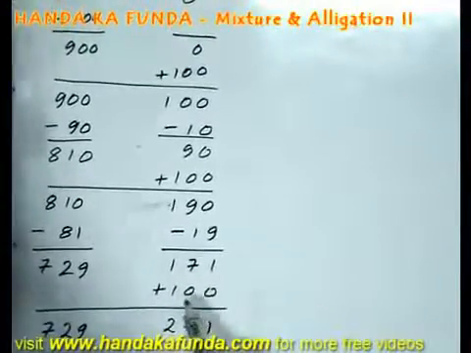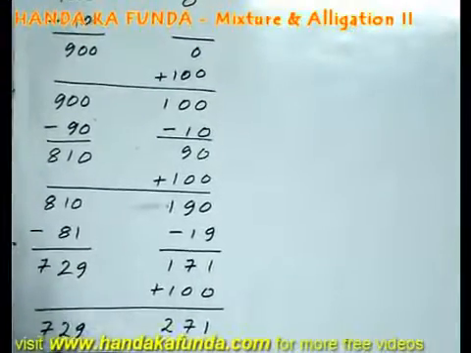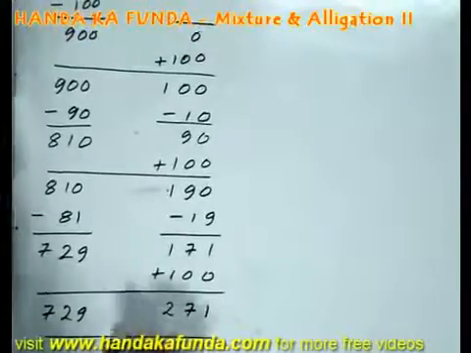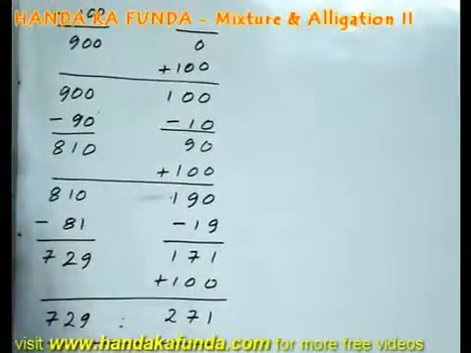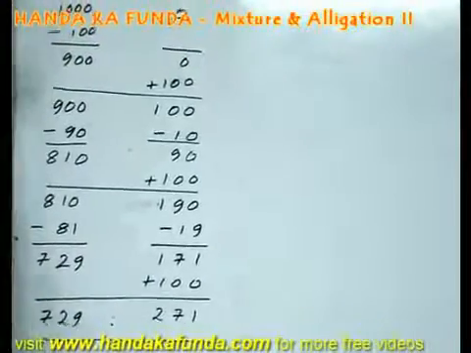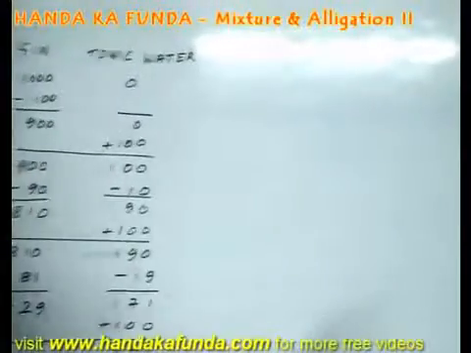Third and the final time when I add 100 ml tonic water to it, my ratio finally becomes 729 ml of gin and 271 ml of water. So my final ratio I can say is 729 is to 271. As you can see, this process is very complicated. How can we reduce the effort?